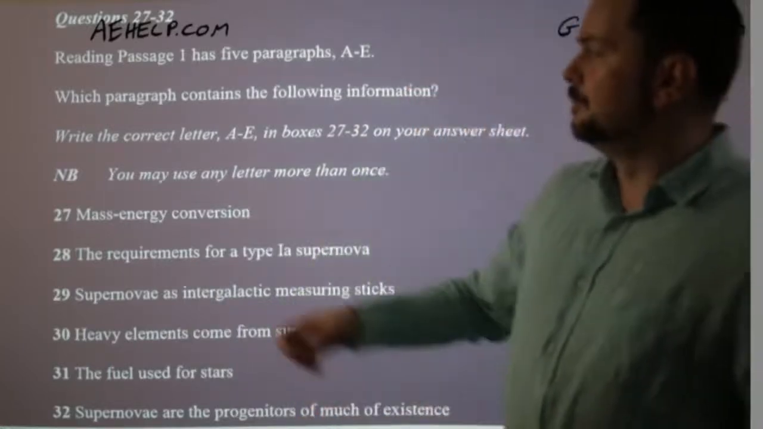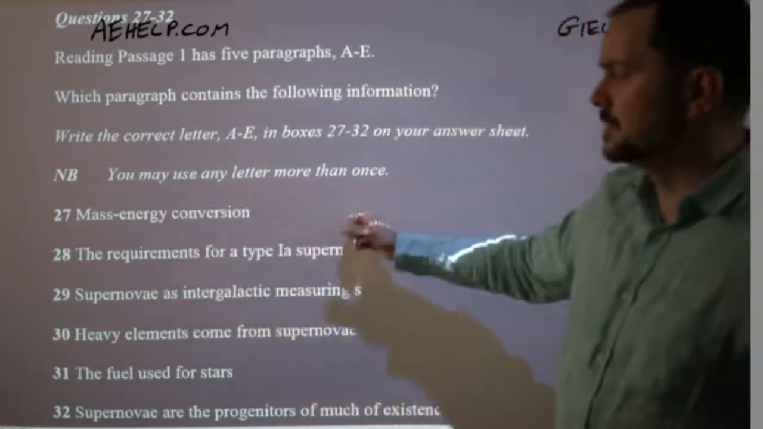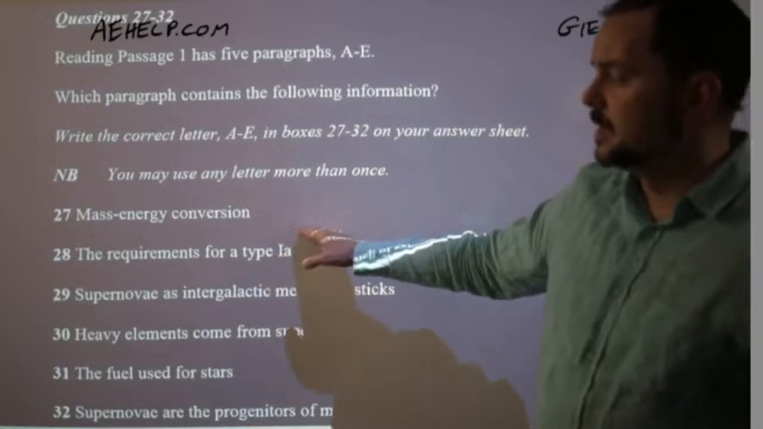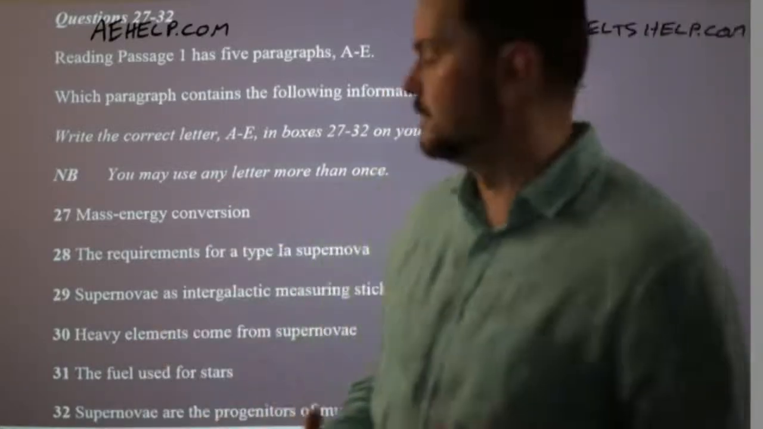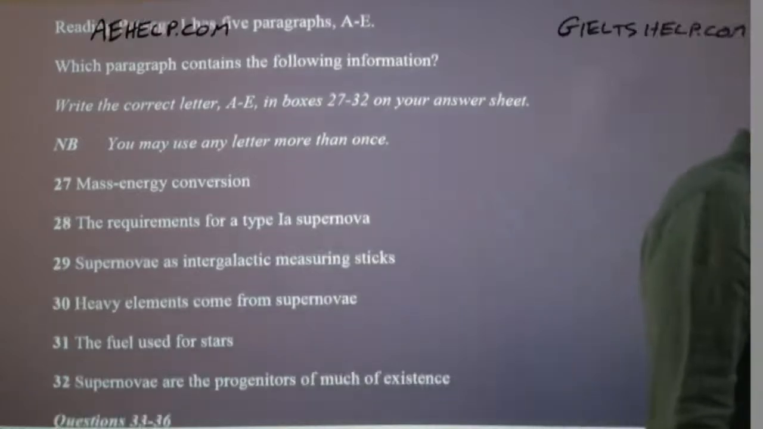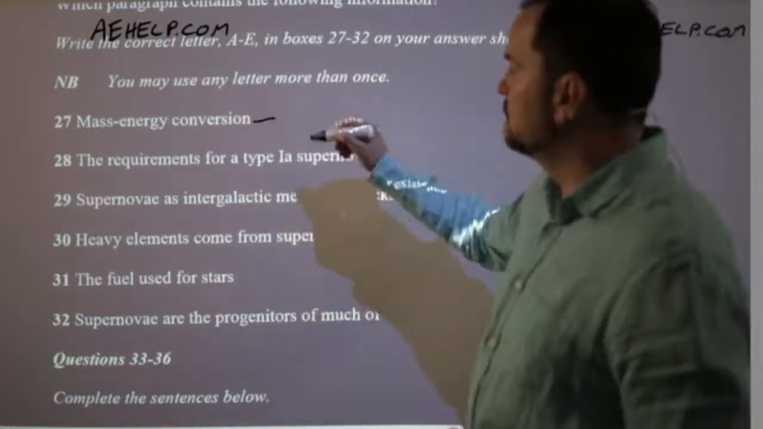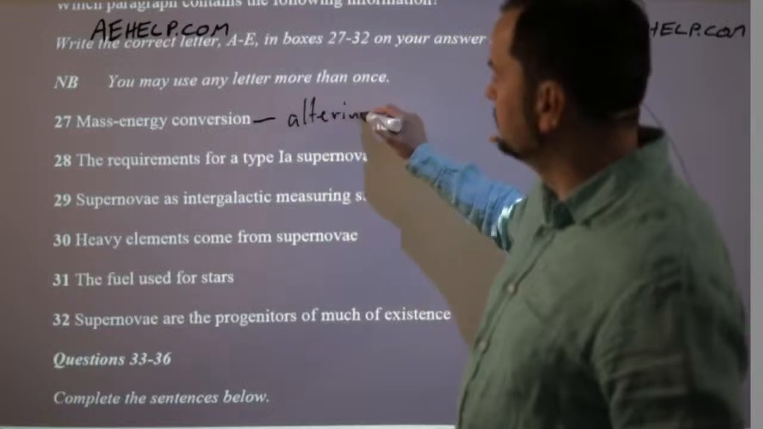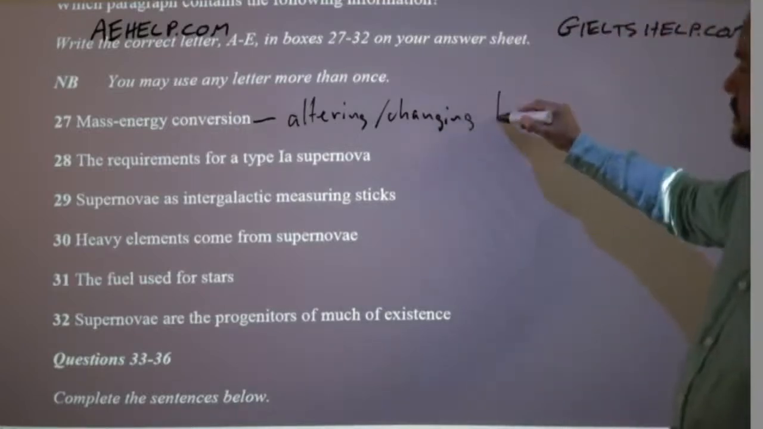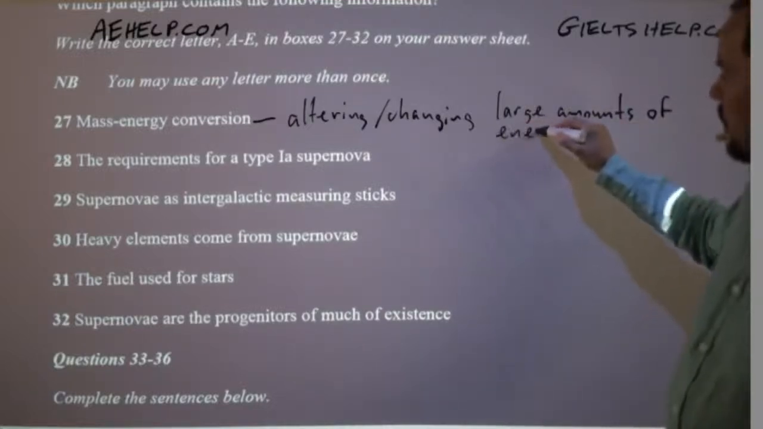Okay? So which paragraph contains the following information? You may use any letter more than once. Now, when you're practicing this at home, you want to paraphrase each of these on paper because that's what they're doing in the IELTS. They're paraphrasing this information. So, mass energy conversion. Okay, so all I would do at home is change this to mass energy conversion, altering or changing large amounts of energy. Okay.